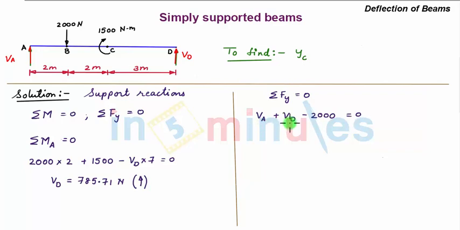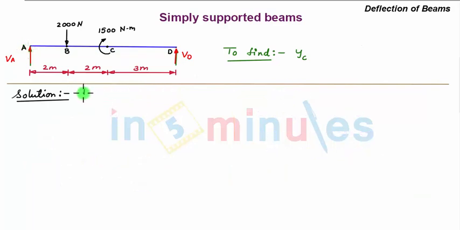Upon substituting the value of VD from here, we have VA plus 785.71 minus 2000 is equal to 0. Upon solving, we get the value of VA as 1214.29 Newton. Since VA is positive, our direction of VA is upward. So our assumption is true at point A also.